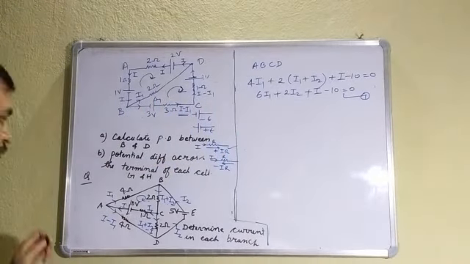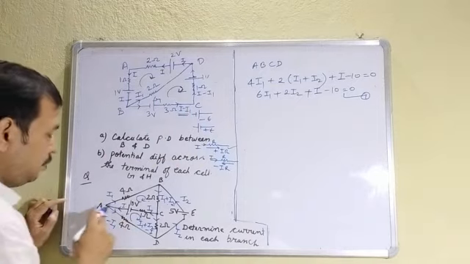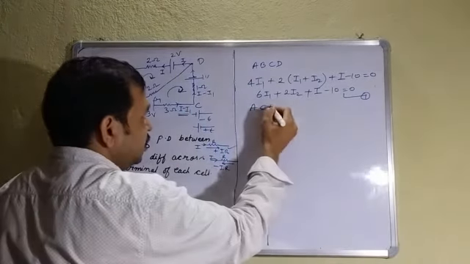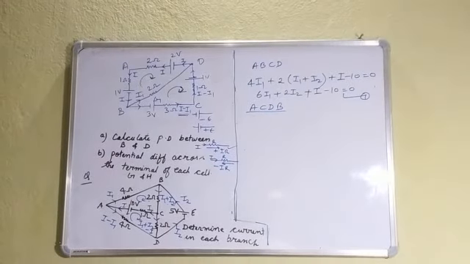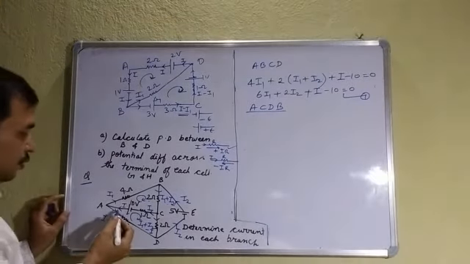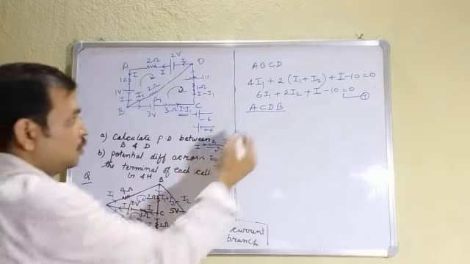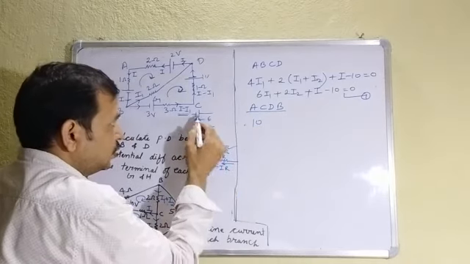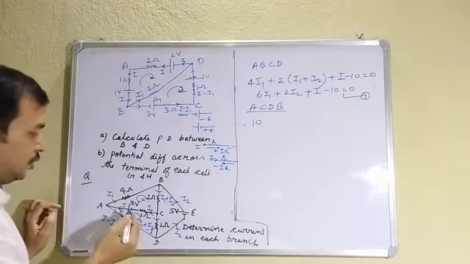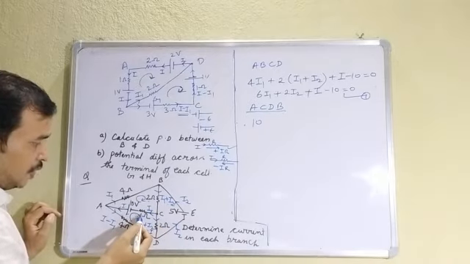Now we move to the next loop. Suppose the direction is the same: A, C, D, B. So you see, from A to C we are going from the positive to the negative terminal, so the EMF is positive. Now against the current we are going, so I into 1 is negative.